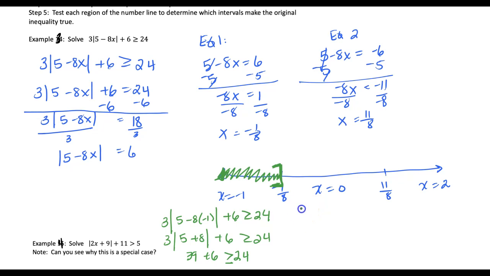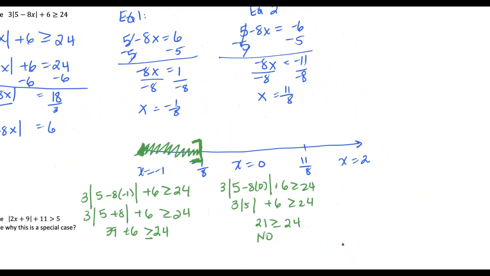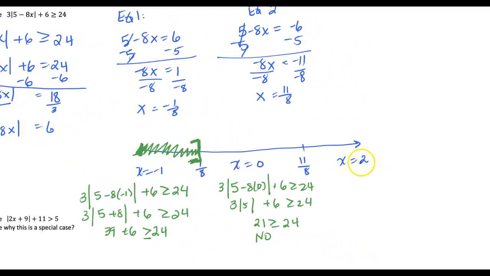Let's go ahead and try here in the middle with 0. 5 minus 8 times 0 inside the absolute value. And then simplifying, 5 minus 0 is 5, and the absolute value of 5 stays a 5. So 5 times 3 is 15, plus 6 is 21, and is 21 bigger than or equal to 24? That one's a no.